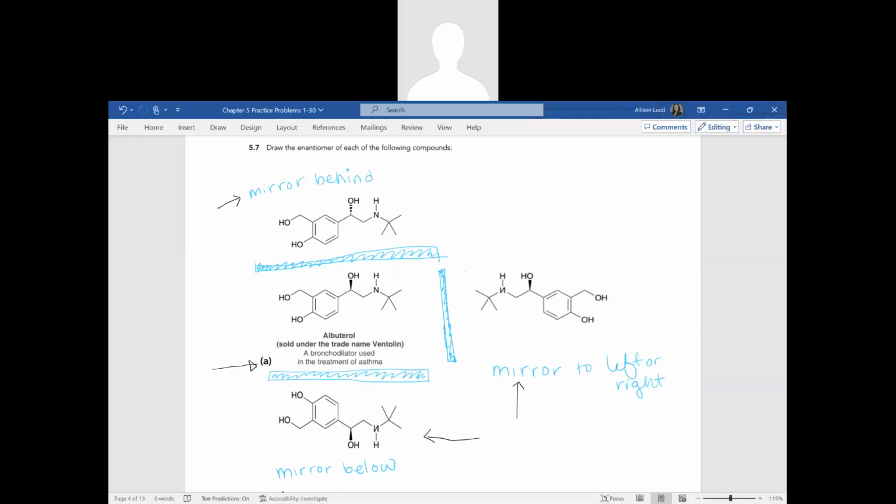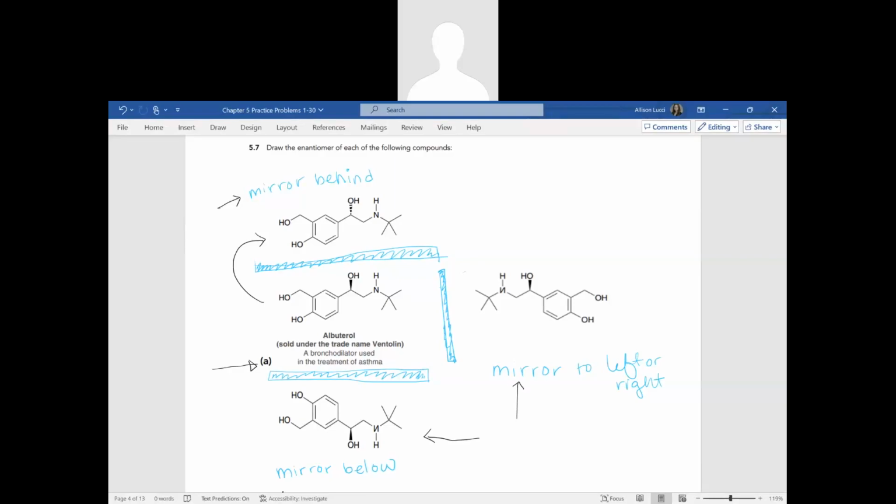So the top structure, the mirror behind, you might notice or be thinking, this is the easiest reflection. If we placed a mirror behind, all we would have to do is change anything that's on a wedge or a dash to the opposite. So our wedge here for this hydroxyl group has been changed to a dash, and that would represent this version of the enantiomer with a mirror placed behind the compound to show reflection.